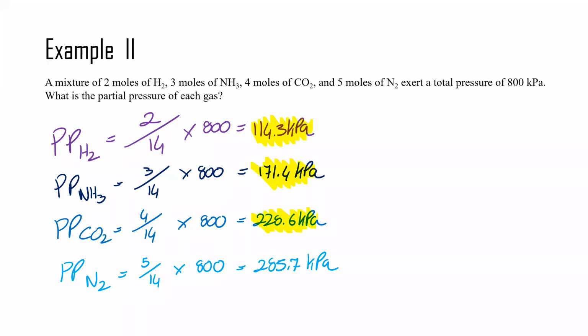800 kilopascals. And in fact, if you want to double check your work in an exam or when you're studying, you can add everything up and you would know whether it's correct or not, simply because it should add up to 800 kilopascals. And in this case, if we were to add them up, it would in fact add up to 800 kilopascals.